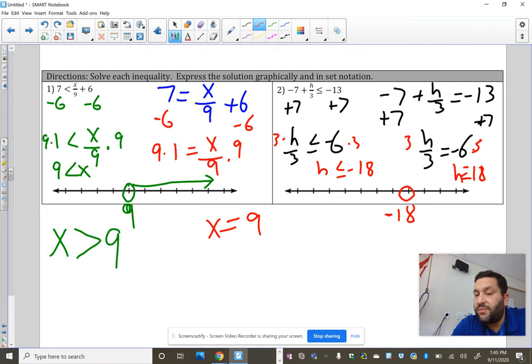This time I color it in because it's or equal to. It's the less than or equal to sign. And then I make my arrow go to the left because I want all values that would be less than the negative 18.